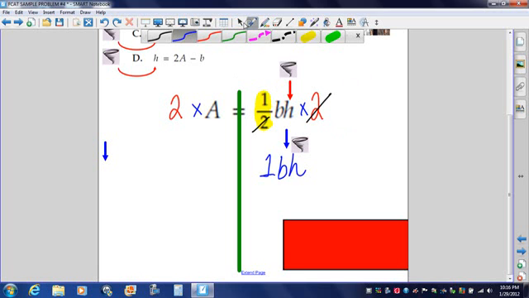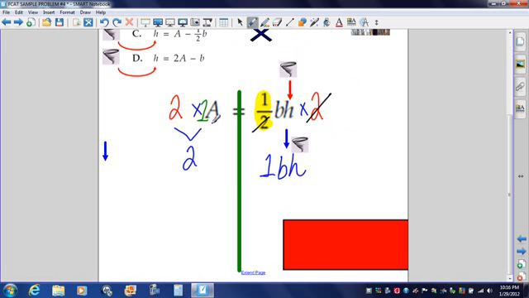Over here, remember, there is an invisible coefficient of 1 in front of that variable A. So I'm going to do 2 times 1, which is 2, and then I'm just going to bring that variable A down. So I have 2A equals 1BH.